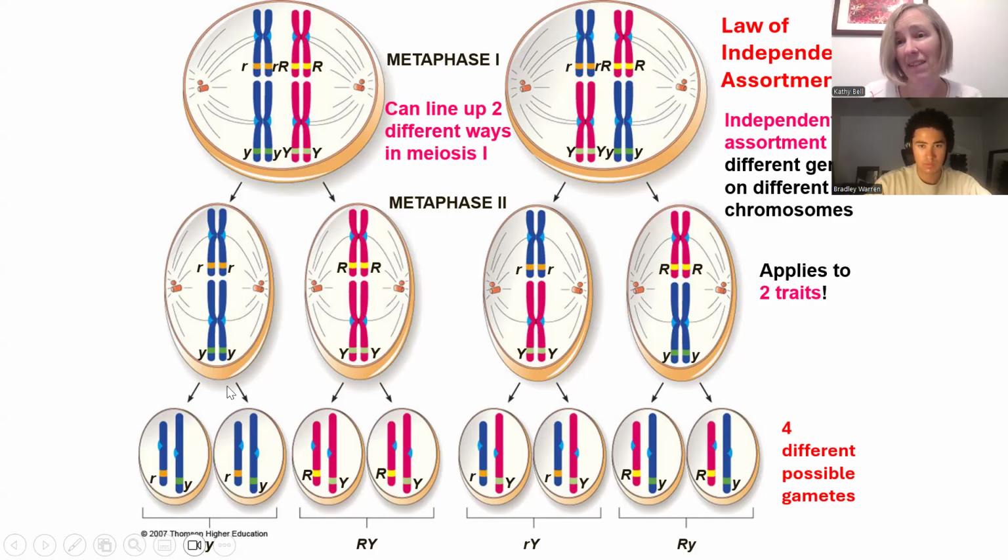So the law of independent assortment is just saying, hey, you've got these two different genes, R and Y, and they're going to sort independently of each other. It's not like big R is always with big Y. You could have big R with little y, or big R with big Y, or little r with big Y. There are different combinations you could get. That's all it's saying.